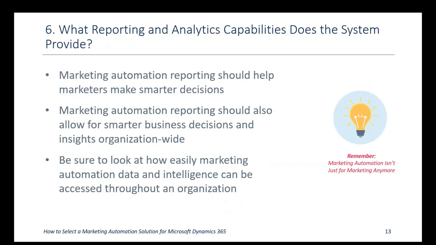Six, what reporting and analytics capabilities does the system provide? Marketing automation reporting was once evaluated on whether it could help marketers make smarter decisions, but marketing automation isn't just for marketing anymore. The solutions today should allow for smarter business decisions and insights across the whole organization, not just the marketing team. So look at not only the reporting and analytics capability available in the solution, but also how easily that data and intelligence can be accessed throughout an organization, particularly by those in sales, customer service, and executive roles.